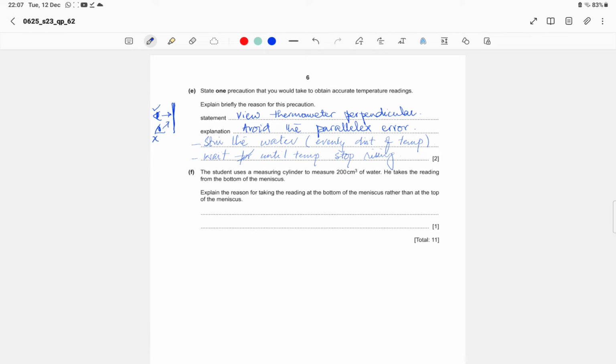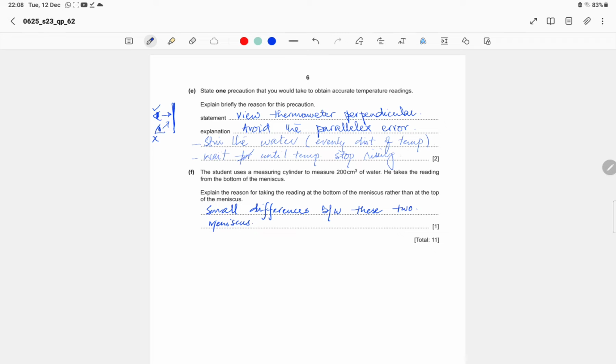Okay, now moving to the next question. The student uses a measuring cylinder to measure 200 centimeter cube of water. He takes the reading from the bottom of the meniscus. Explain the reason for taking the reading at the bottom of the meniscus rather than the top of the meniscus. Because there is a small difference between these two. So that's why we need to take this.